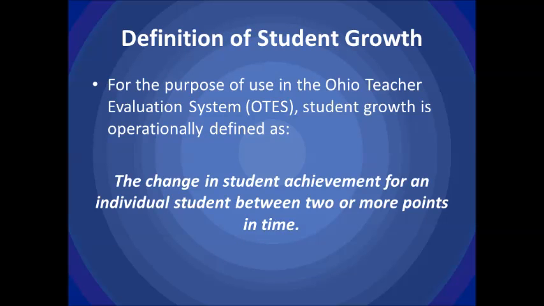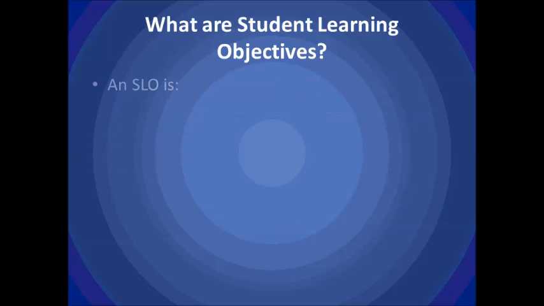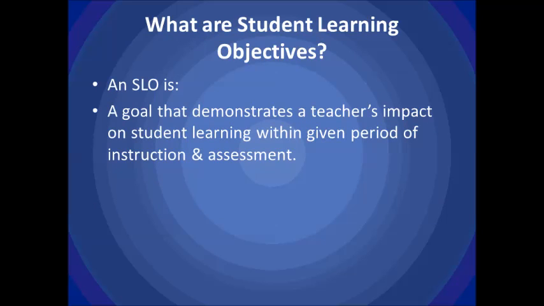The Ohio Teacher Evaluation System is focused on student growth. So what exactly is student growth? The Ohio Teacher Evaluation System simply says it's the change in student achievement between two scores. So we're going to use a student learning objective to show that growth to the Ohio Teacher Evaluation System.